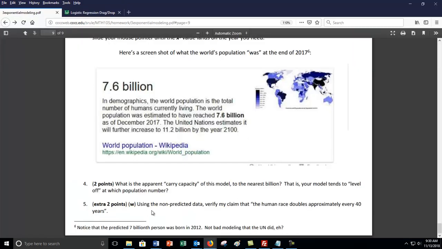Okay, using the non-predicted data, verify my claim that the human race doubles approximately every 40 years. That was an extra point question, so nobody tried it. I'm going to leave it out there. But it's similar to what we did in class, because the idea of it doubles approximately every 40 years using non-predicted data. That's the idea there, is you're using the stuff we actually have in front of us.